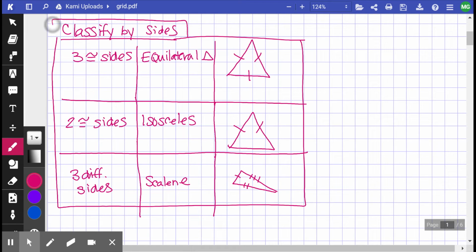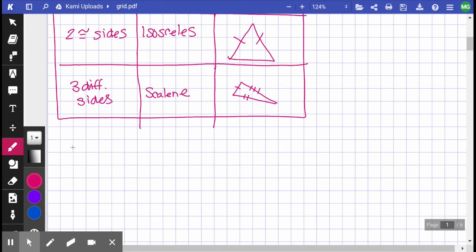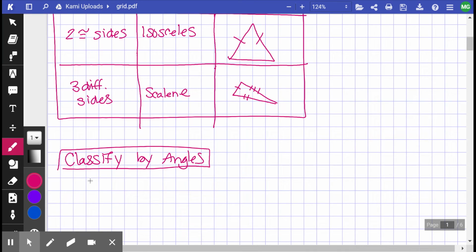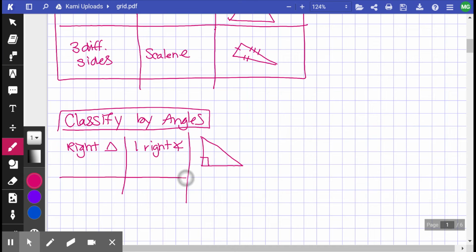Okay, so those are the three different possibilities if we're classifying it by its sides. So you either have no sides the same, two sides the same, or three sides the same. Next, let's classify by angles. First off, if we have a right triangle, that means we have one right angle, and then we'll draw a picture of that. And you can only have one right angle because if you had two, you'd already be at 180 degrees, and we know we have 180 degrees in the whole triangle, which has three angles in it.